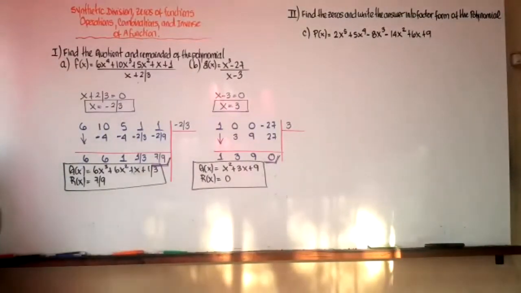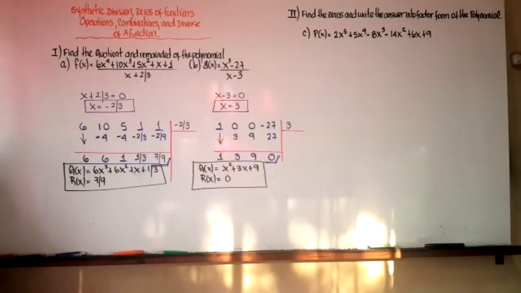Find the quotient and remainder of the two functions. Letter A: F(x) equals 6x^4 plus 10x cubed plus 5x squared plus x plus 1, over x plus 2/3. And letter B: x cubed minus 27, over x minus 3. Okay?